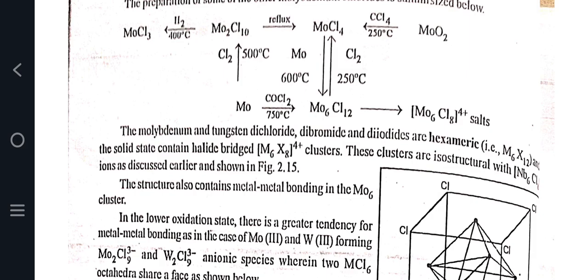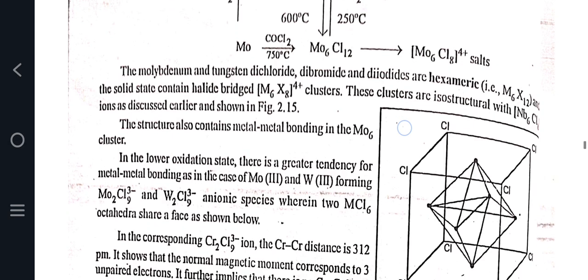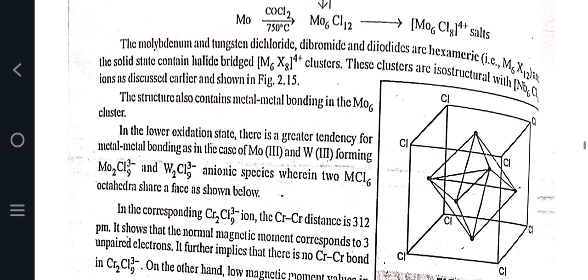The cluster is isostructural with those discussed earlier. The structure also contains metal bonding in the Mo6 cluster. In lower oxidation states there is a great tendency of metal bonding in the case of molybdenum and tungsten, forming Mo2Cl9^3- and W2Cl9^3- ionic species wherein MCl6 octahedra share a face as shown below.